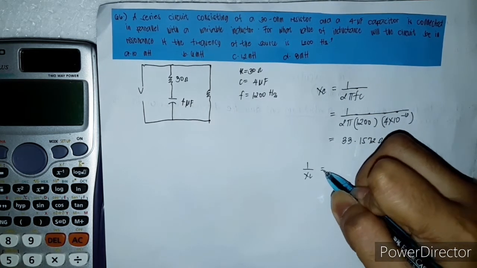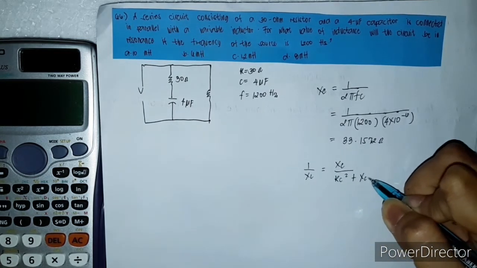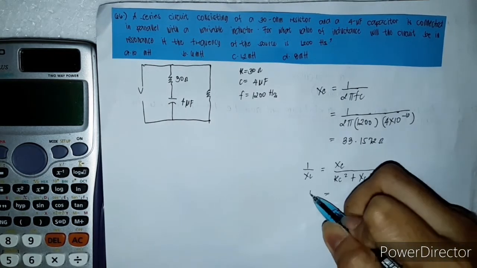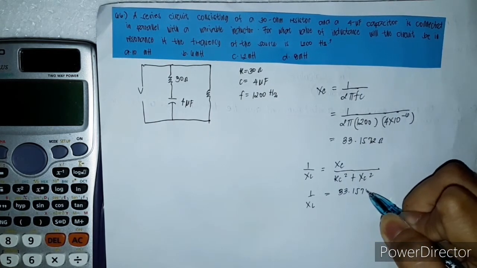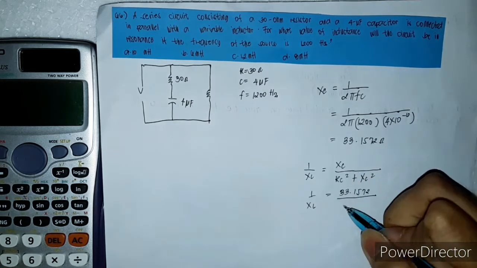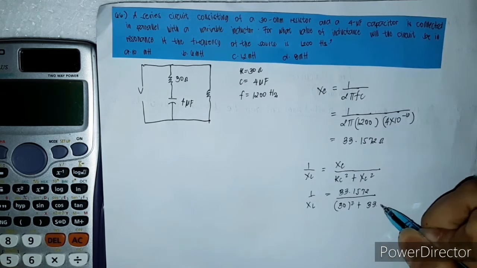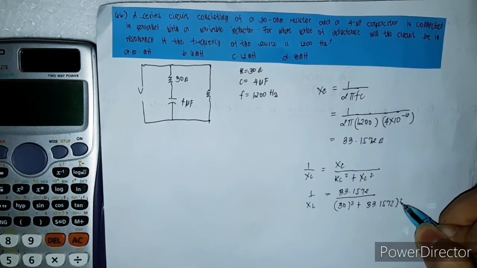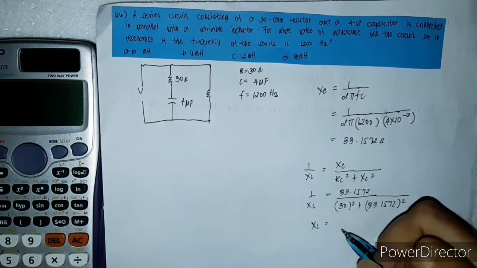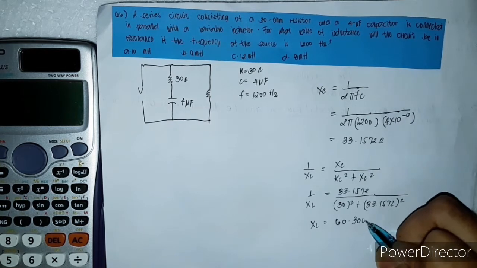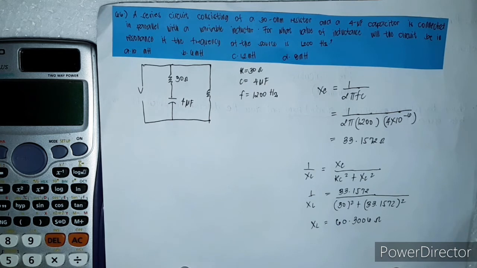Next, let's find the value of our inductive reactance using this formula. 1 over XL is equal to XC over RC squared plus XC squared. So 1 over XL is equal to our XC, 33.1572, over our RC, 30 ohms, squared plus 33.1572 squared. For our inductive reactance XL, we have 60.3006 ohms.